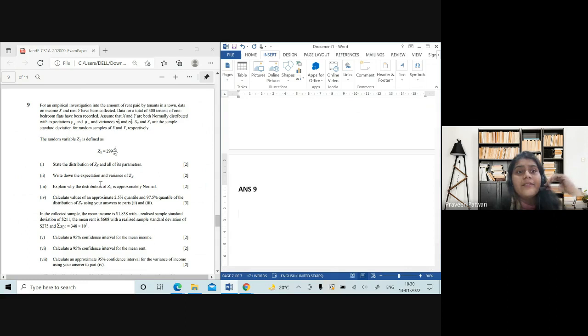For an empirical investigation into the amount of rent paid by tenants in a town, data on income X and rent Y have been collected. A total of 300 tenants of one-bedroom flats have been recorded. Assume that X and Y are both normally distributed with expectations mu X and mu Y, variances sigma square X and sigma square Y. Sx and Sy are the sample standard deviations for random samples of X and Y respectively. The random variable Zx is defined as this. State the distribution of Zx and all of its parameters.